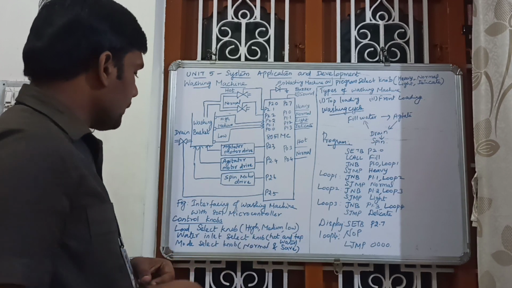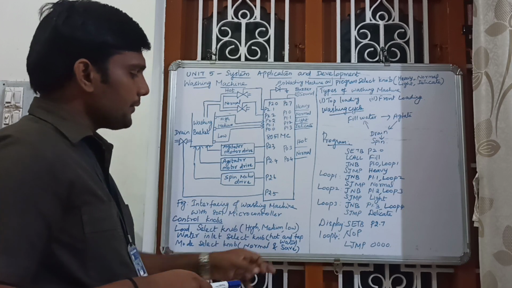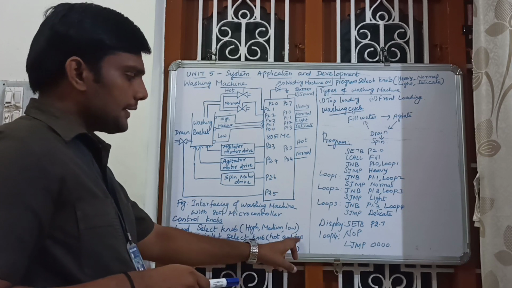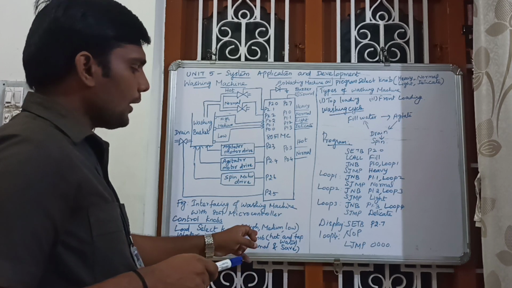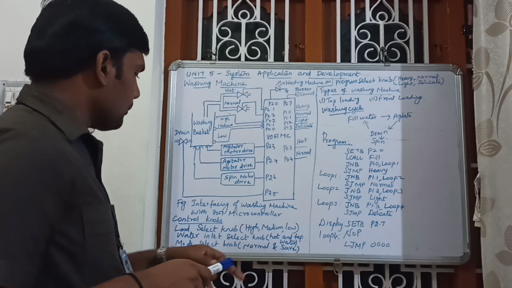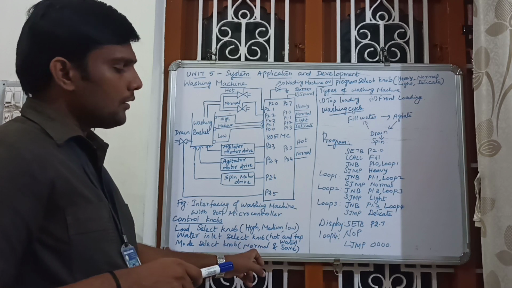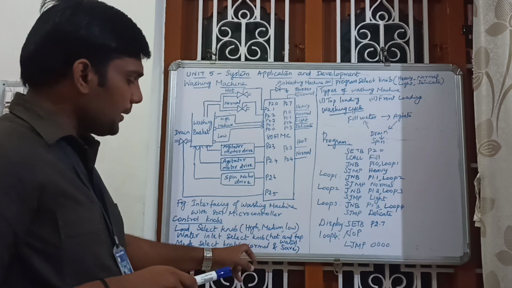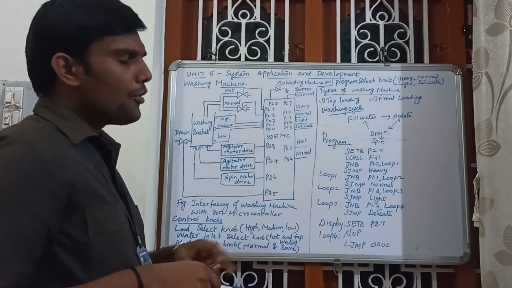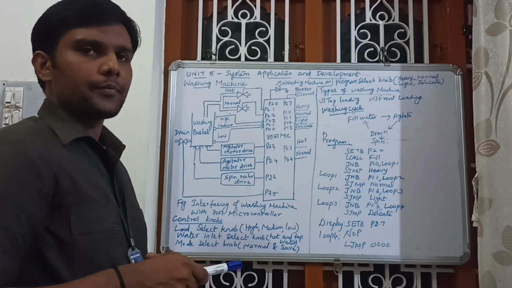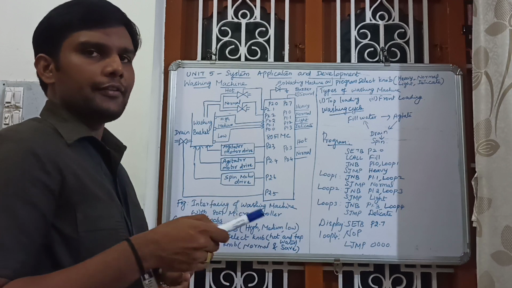Then the water inlet select knob. Here we have hot water, tap water, and both mixed water. According to the requirement, the water inlet will be selected. Then the mode select knob, with normal mode and save mode. In normal mode, detergent will be put along with the clothes. In save mode, detergent will be saved initially, so it will be taken whenever it is required.